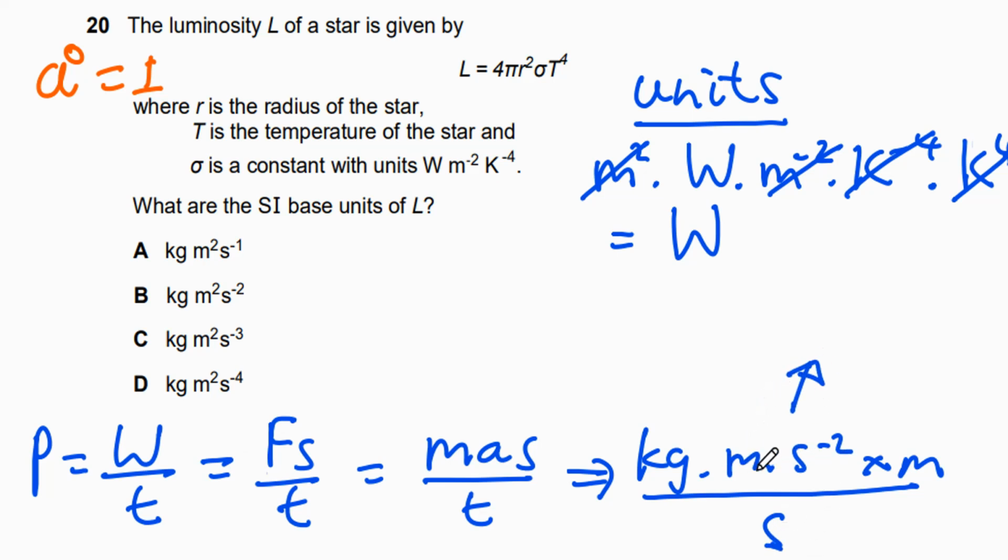We can simplify using the laws of exponents. So m times m is m squared. We can subtract the powers of the s's because we are dividing. So s to the negative 2 divided by s, there's a 1 here that we don't write. Negative 2 minus 1 is negative 3. So s to the negative 3. And comparing what we have here with these answers, we can see that the answer is C.